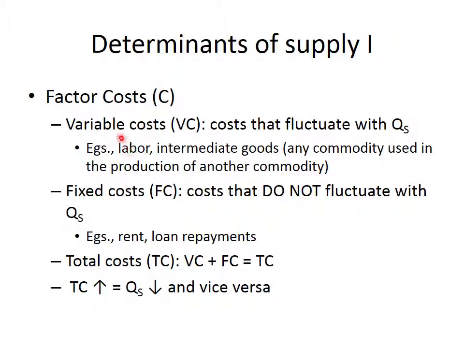Okay. Well, when it comes to costs, we have two basic types. We have variable costs, which change, and we have fixed costs, which do not change. There can be no third possibility. It either is a cost that can change, or it is a cost that will not change. Variable costs change based on the amount we produce, based on quantity of supply. Fixed costs do not change based on quantity of supply.